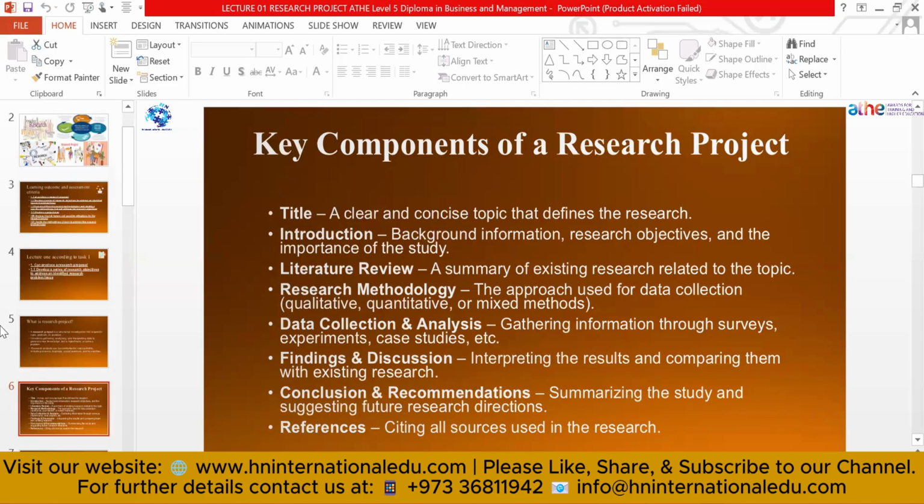Conclusion and recommendations, summarizing the study and suggesting future research directions. That is, whatsoever you did till the findings and discussion, you're going to summarize and scrutinize in paragraphs. And what insights, what betterments other people can make from your research, you are going to tell in this heading as well. Then come the references, and that's Harvard style for your course and for this degree too.